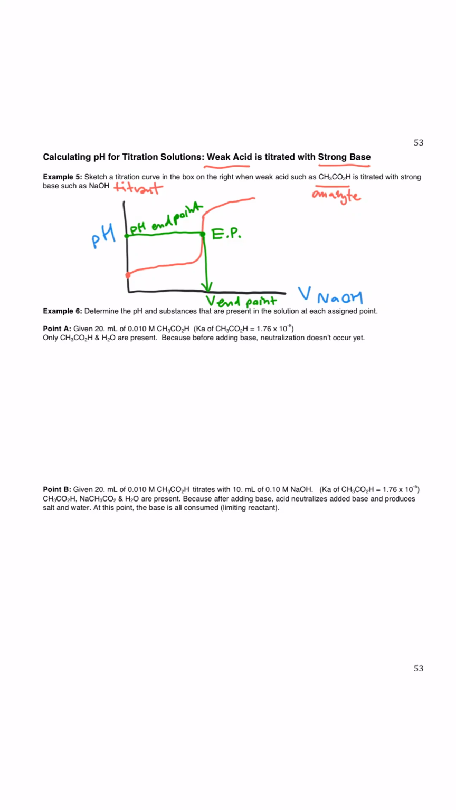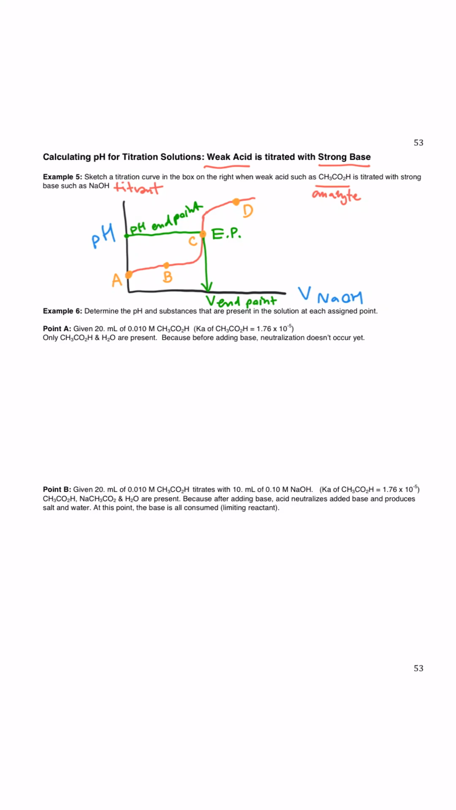For the pH calculation in example 6, we are going to consider points A, B, C, and D. Point A is when we have not added any base yet. Point B is when we add a small amount of base. Point C would be when the amounts of acid and base are equal. And point D would be beyond the equivalence point, when we have excess base.